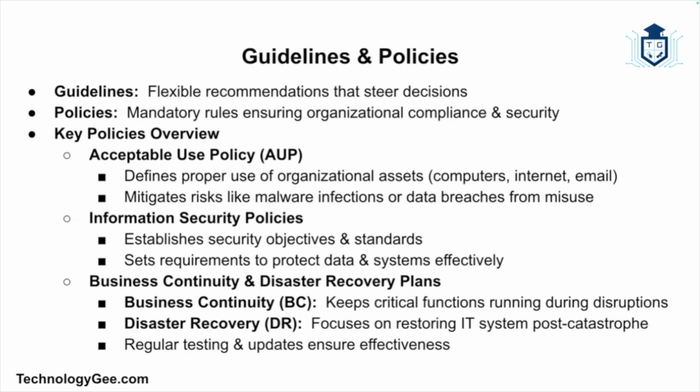Then we have information security policies. And these are overarching documents that outline the organization's security objectives, the standards to follow, and specific requirements for securing data and systems. Then we have what are called business continuity and disaster recovery plans. So business continuity ensures critical business functions continue during disruptions, and disaster recovery focuses on restoring IT systems after a catastrophic event. In both plans, they need regular testing and updates to remain effective.